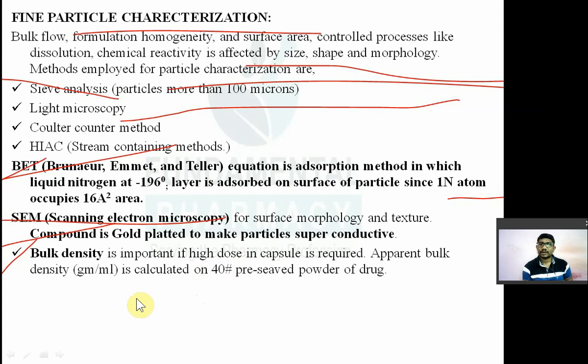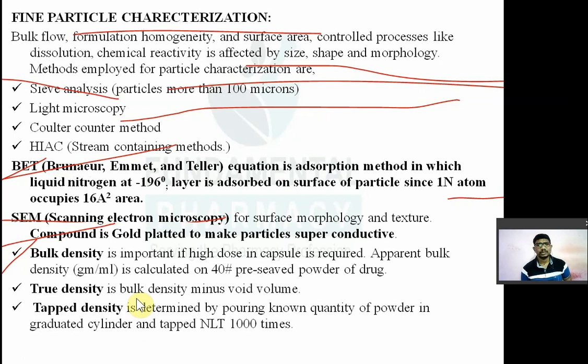Now apparent bulk density is nothing but gram per ml, and it is calculated on the 40 mesh pre-sieved powder. मतलब आपका जो पाउडर है वो लेना है, उसको 40 sieve से पास करना है, तो उसके बाद में जो नीचे पाउडर आएगा उसका आपको बल्क डेंसिटी कैलकुलेट करना है. मतलब weight upon volume, that is bulk density. True density is nothing but the bulk density minus void volume. Void volume means interparticular volume.